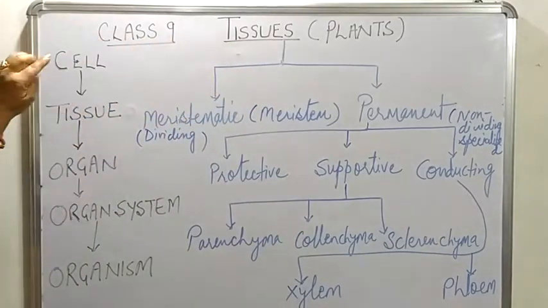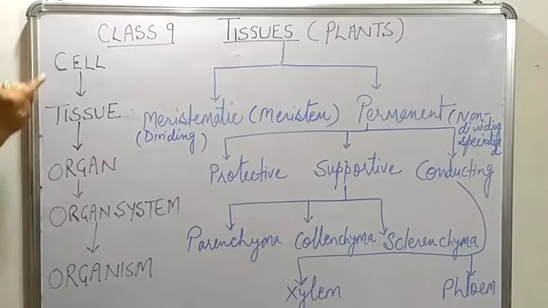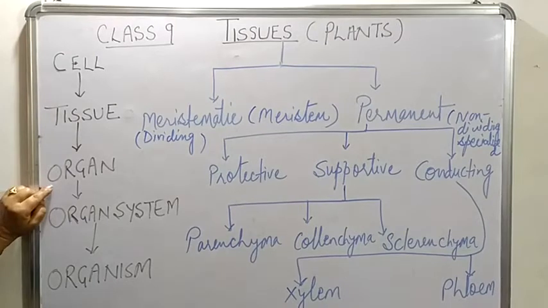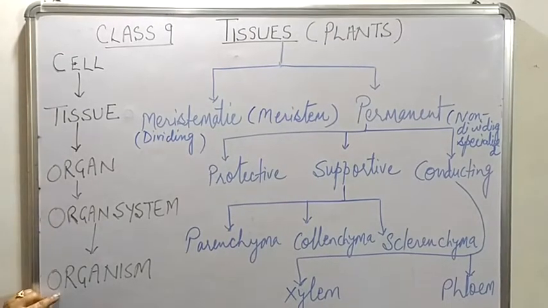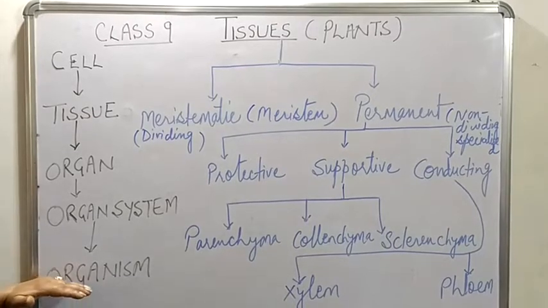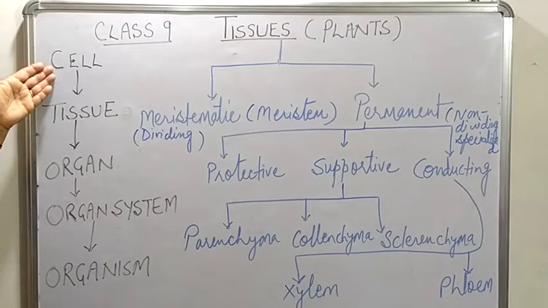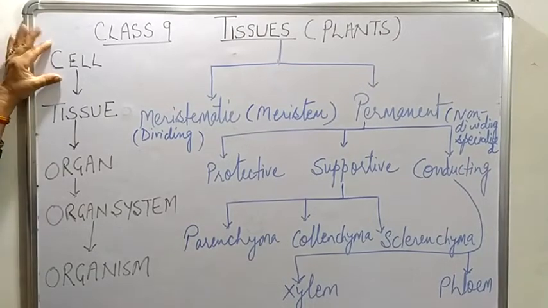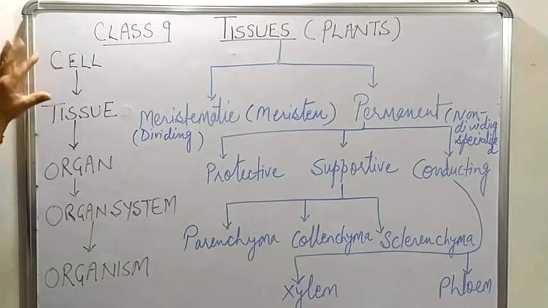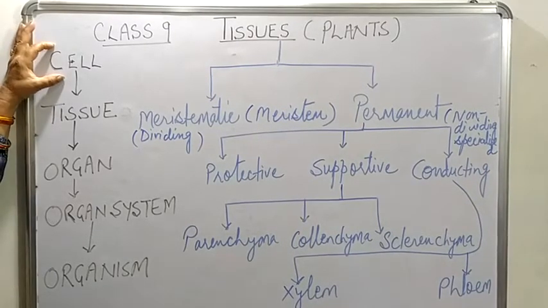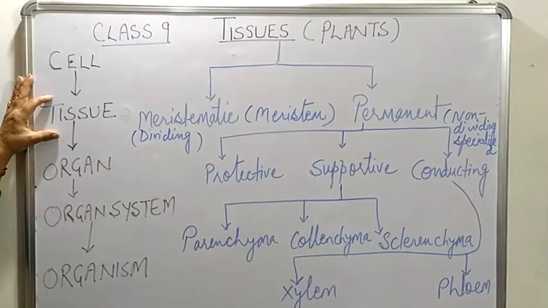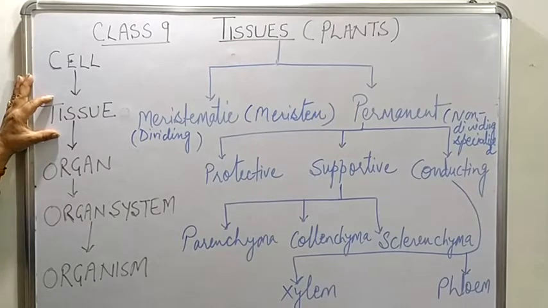First of all, you should know the relation between these terms: cell, tissue, organ, organ system and organism, the whole organism. You may understand this starting from organism or starting from cell. In both ways I will be explaining to you. You all know that the cell is the structural and functional unit of all living organisms. Many cells of the same type group together to form a tissue so that they can carry out a special type of work.